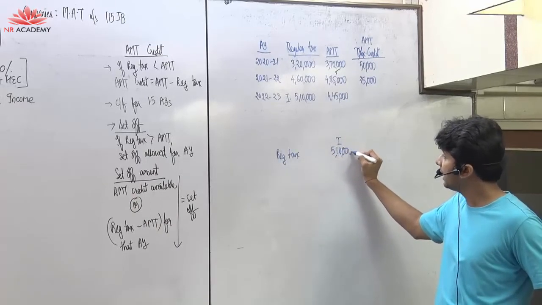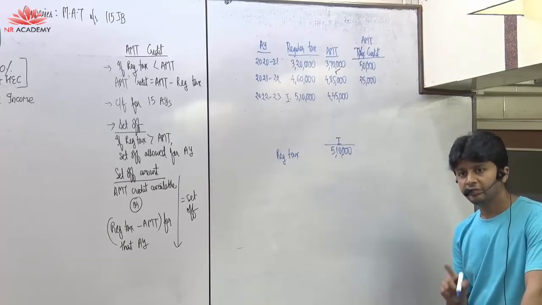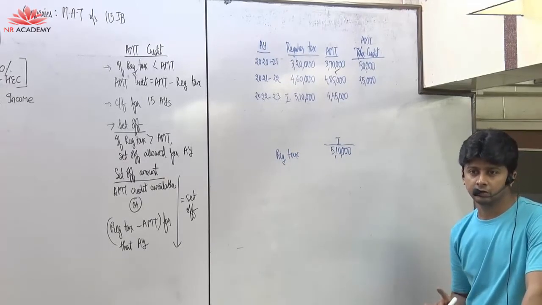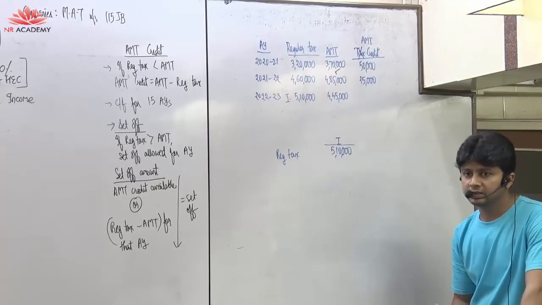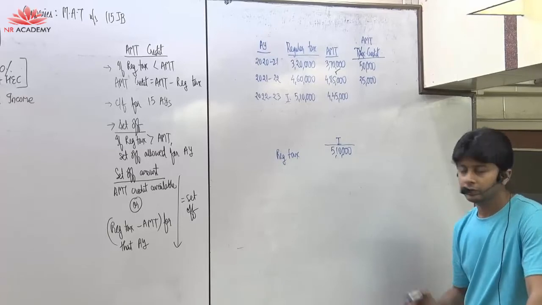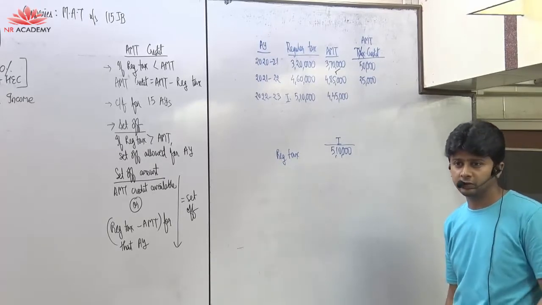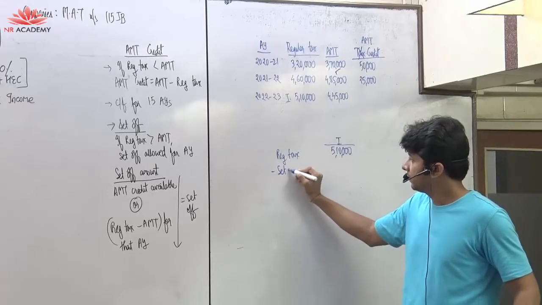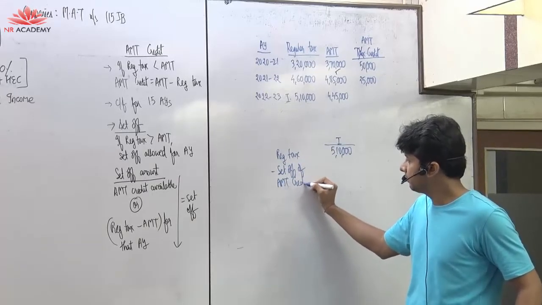But now what I will argue with the government is, in the past 2 years, I've paid 75,000 rupees extra to you in the form of AMT. You created this alternate minimum tax and you said pay AMT minimum amount. So I've paid 75,000 rupees extra to you. Now give me a credit of that 75,000. I say okay, set off of the AMT credit.